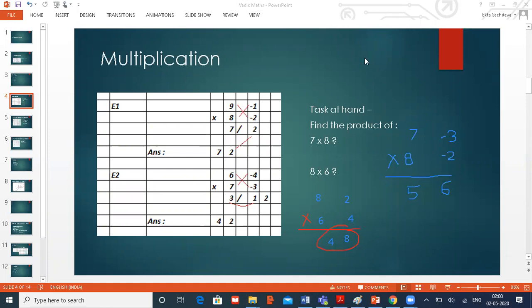All right, let me clear my annotations and I go on to the next slide. So I'm now switching on to a two-digit multiplication.